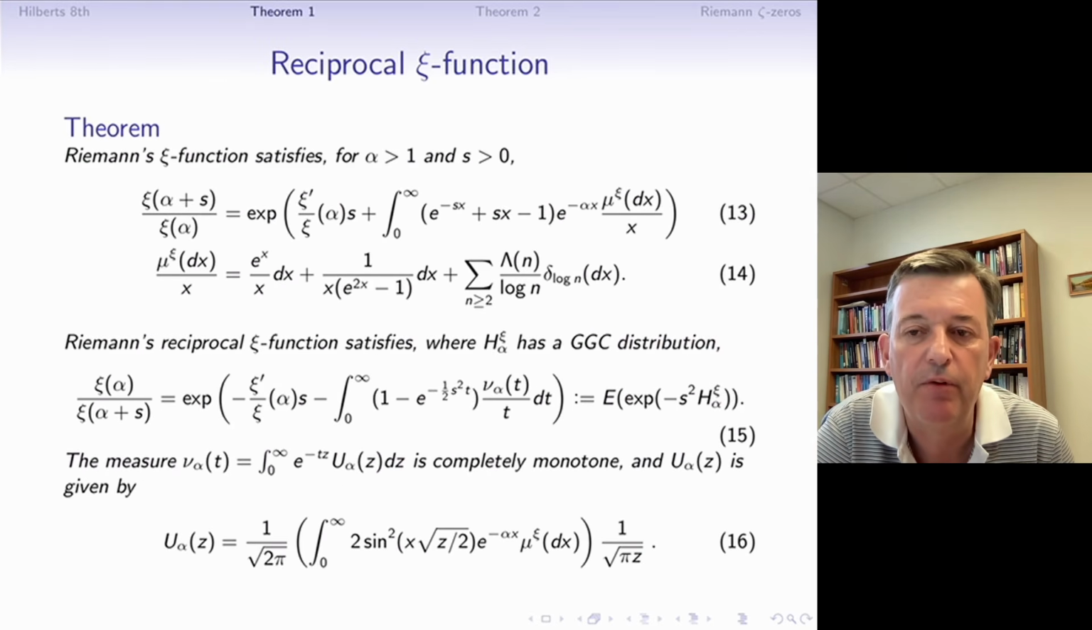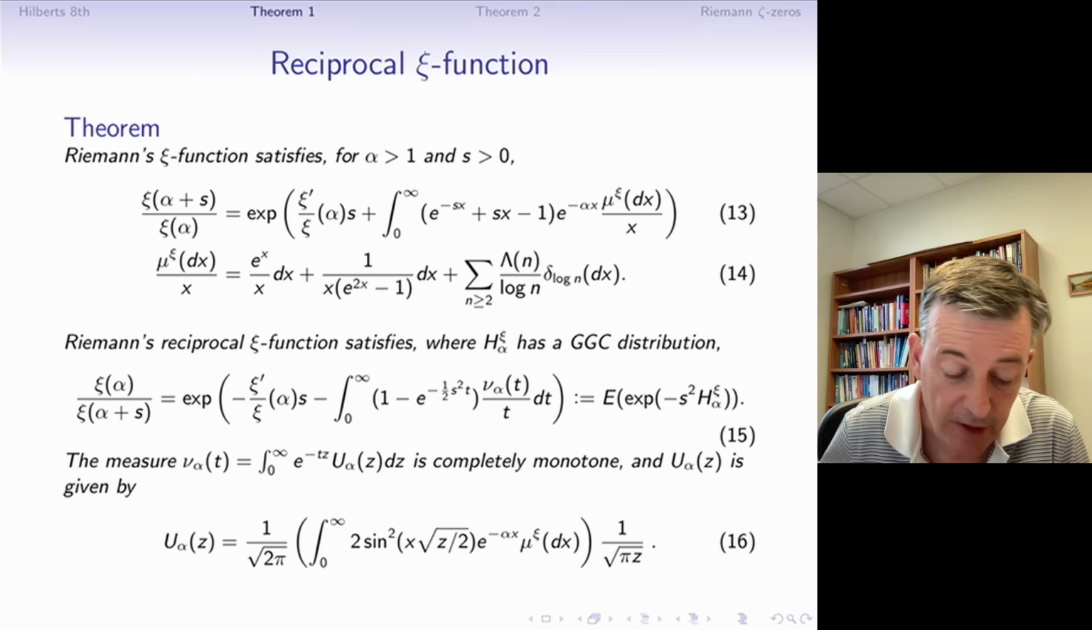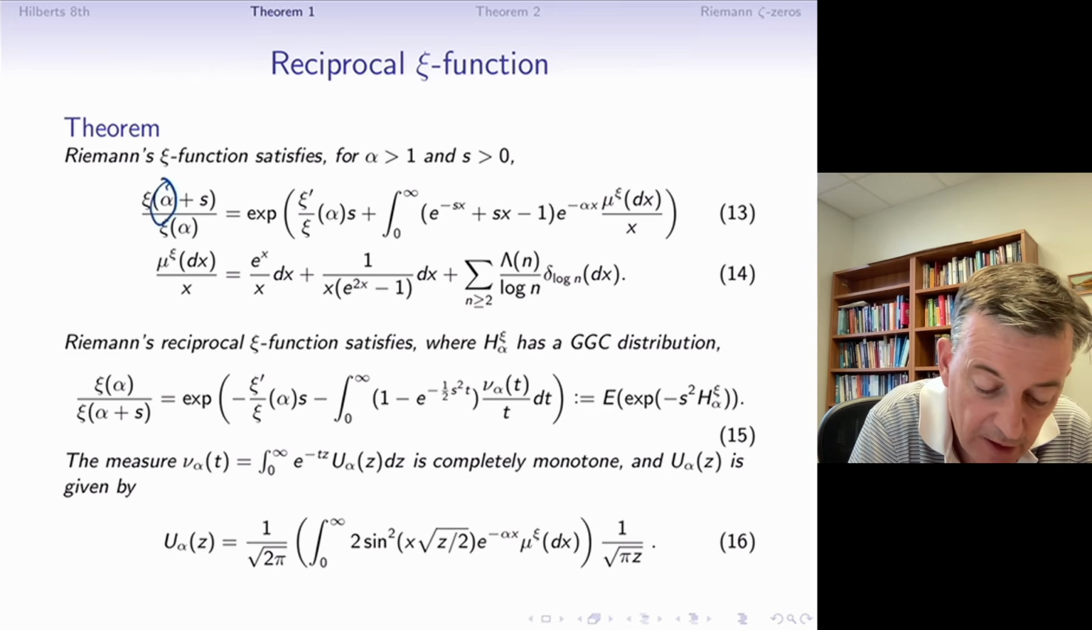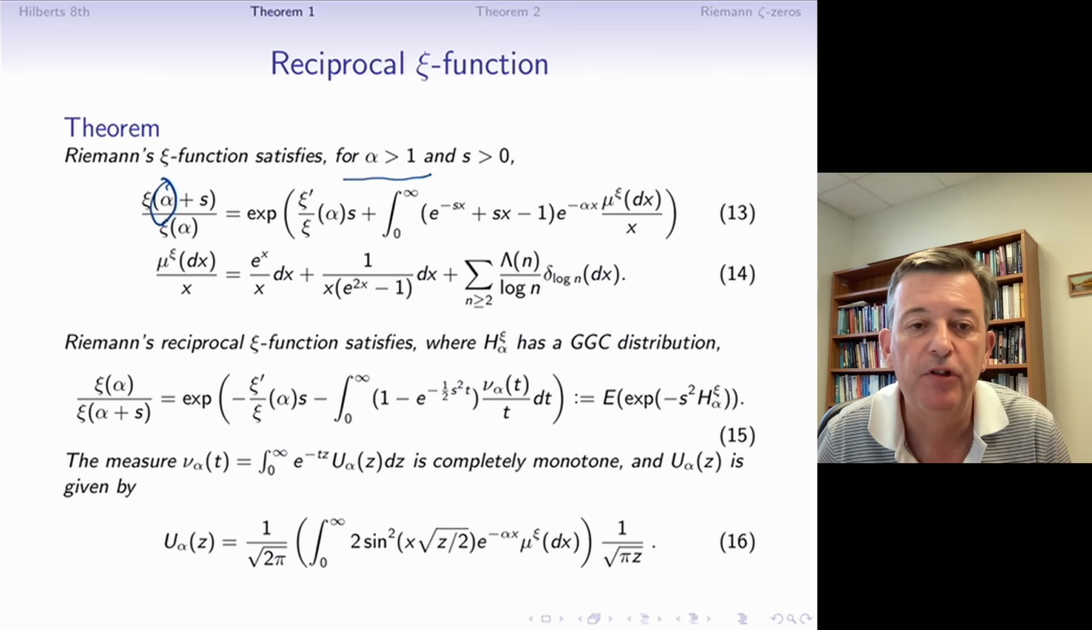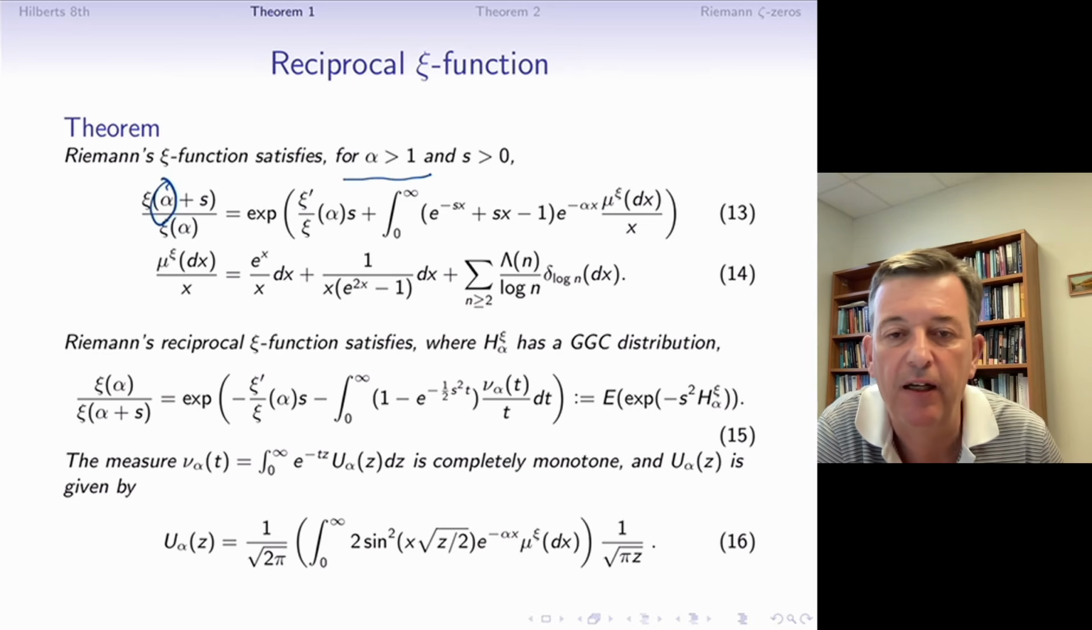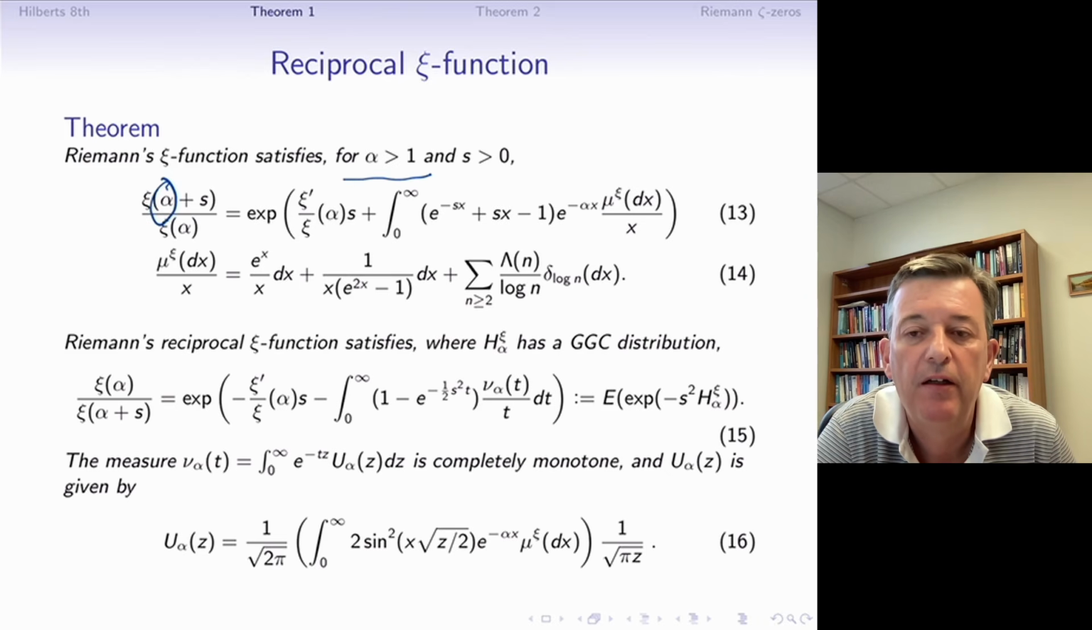Okay, so let's get to the next step. Remember part B. Part B is that we're going to start by proving the existence of a GGC distribution in the case where alpha here is bigger than 1. And the reason we start here is because we can just directly take the Euler product formula for the zeta function and essentially Binet's formula for the reciprocal gamma function, and just prove that it's in Levy form, and then prove again that you can find a GGC.